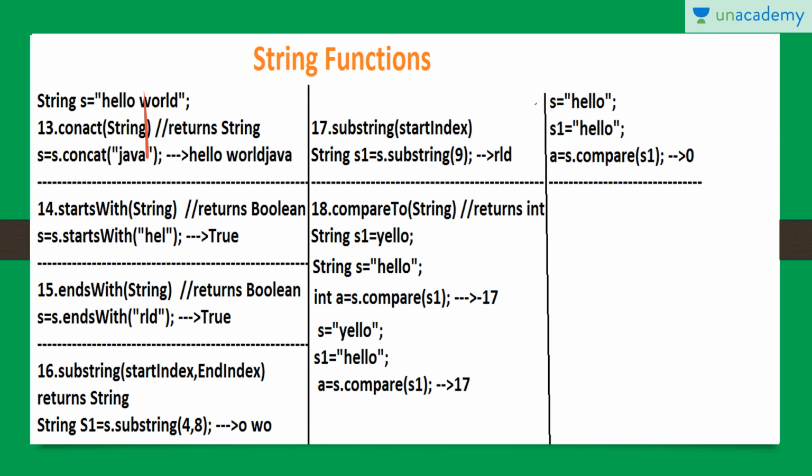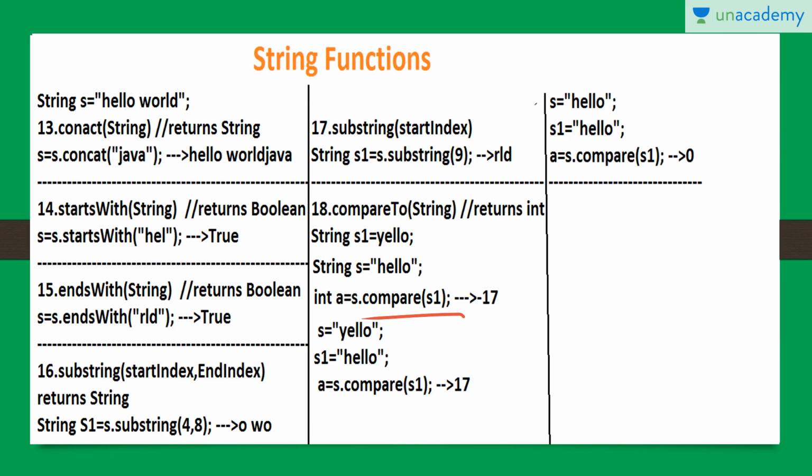Okay, so now there is one more function, which is compareTo. This function is used to compare two strings, to check out of two strings which one is greater, which one is shorter, and whether they are equal or not. Here I have declared two strings, yellow and hello, and if I want to check which one of them is greater, I can use this compareTo function. It will compare s and s1, so I have to write s.compareTo(s1).